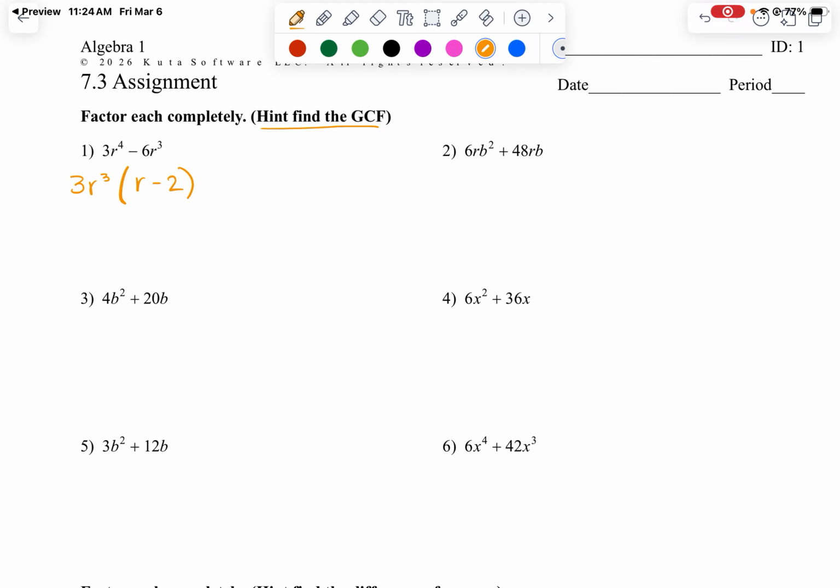Now, the answer to number 2 is 6rb times b plus 8. For question 3, to find the greatest common factor here, we look at what is in common between 4b squared and 20b. That is 4b, which leaves us with b plus 5. For question 4, the answer is 6x times x plus 6.